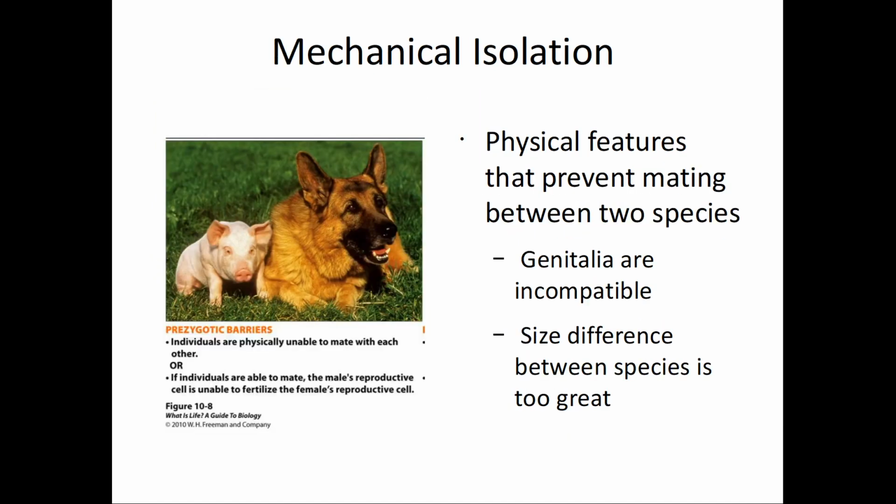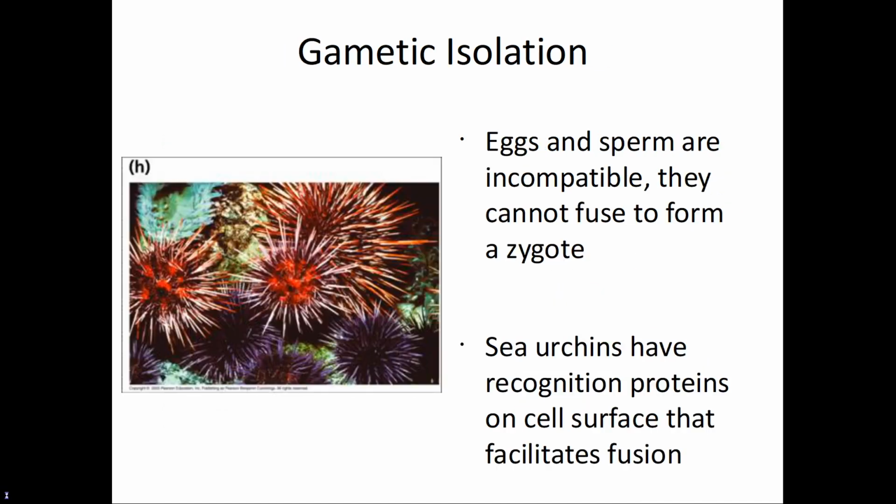Mechanical isolation. Perhaps they just can't mechanically mate. Genitalia are not compatible. There could be a size difference. We talked about a finch and an ostrich. They're not going to mate. All right, so those are mechanical means of isolation. So we're not going to see any genes flowing between these organisms.